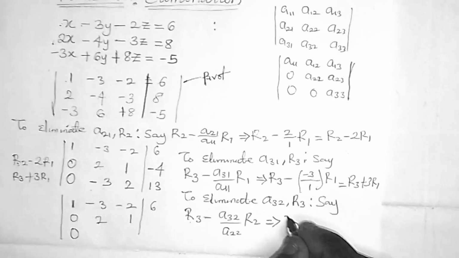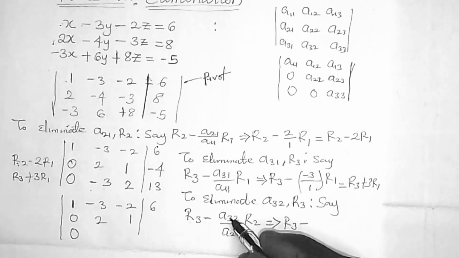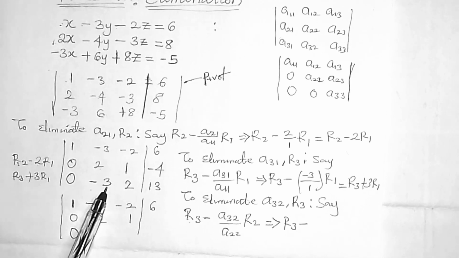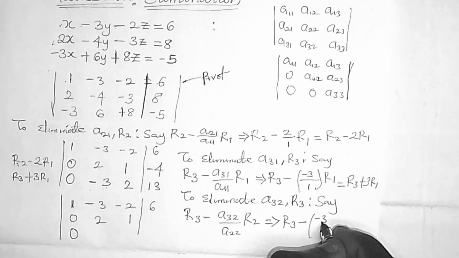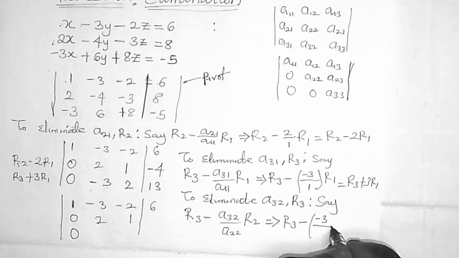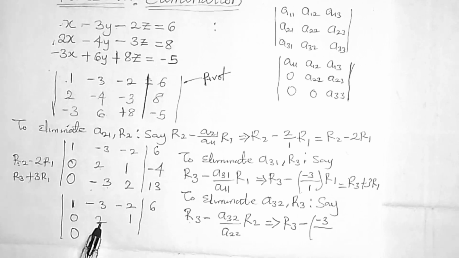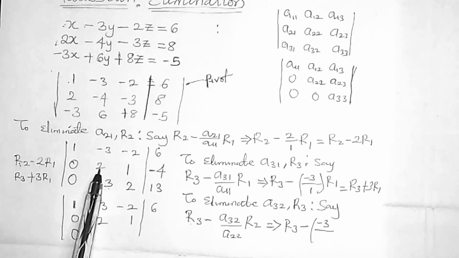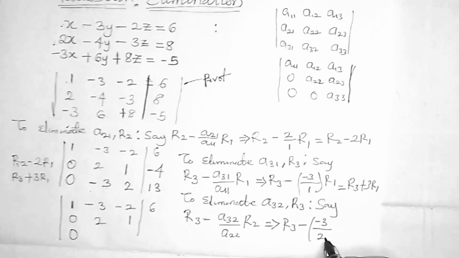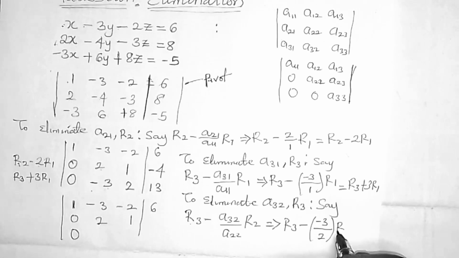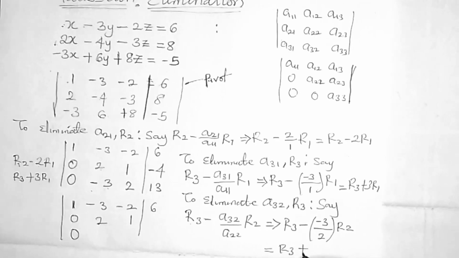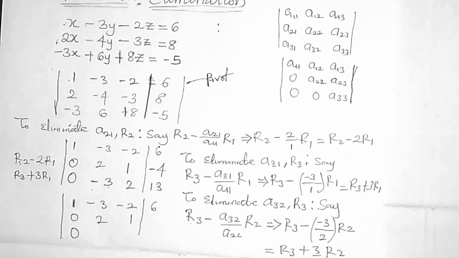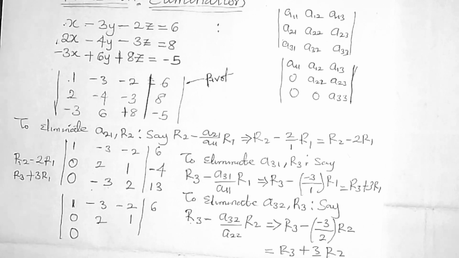What's our R3? So we have R3 minus A32. Our A32 here is minus 3. So we have minus 3. Are you seeing that now? Minus 3 over A22. The new A22 you have, not the old one, which is 2. Over 2, then R2. So that will now give us R3 plus 3 over 2 R2. Are you seeing that now?